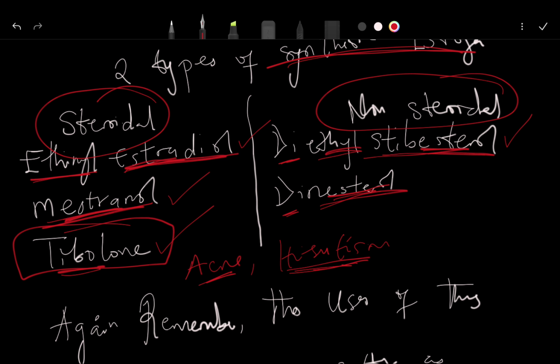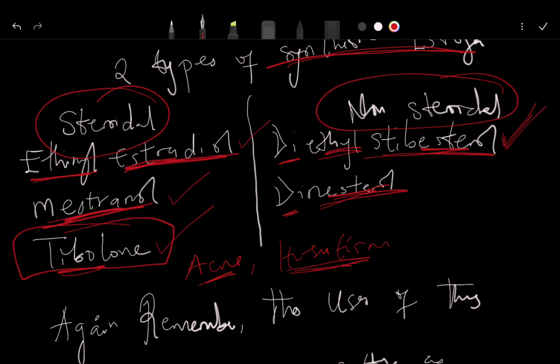Now, for the non-steroidal estrogen preparations, we have diethylstilbestrol and dienestrol. Diethylstilbestrol is no longer used in females because it has a major side effect. Certain pregnant women were taking diethylstilbestrol in order to induce abortion. But it was discovered that it has a link with certain cancers, particularly vaginal adenocarcinoma. So that's why it was banned.